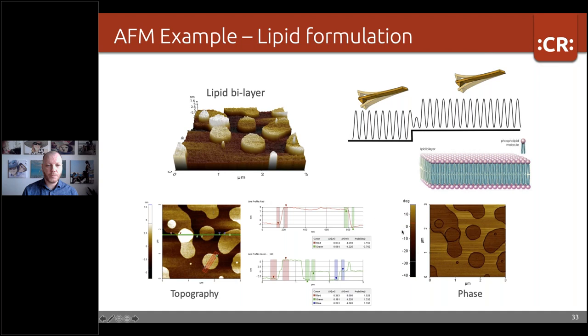And when using tapping mode, you also get the phase response. So that's how the phase of the oscillation is changed depending on the material that the cantilever, or the tip, is bouncing on. So this will give you information about elasticity, or sort of the hardness of your substrate. And here you can also see a clear contrast between the really hard silicon substrate and the softer lipid bilayer.